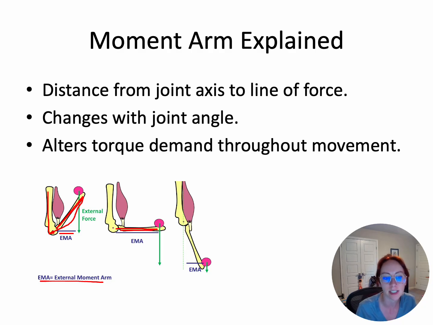But when the forearm is parallel to the ground, the moment arm is the longest, as you see here, versus if your forearm is closer down towards the ground or higher up towards your body. So the moment arm is going to be longest here. As the arm moves closer to vertical, the moment arm shortens, reducing the torque demand.